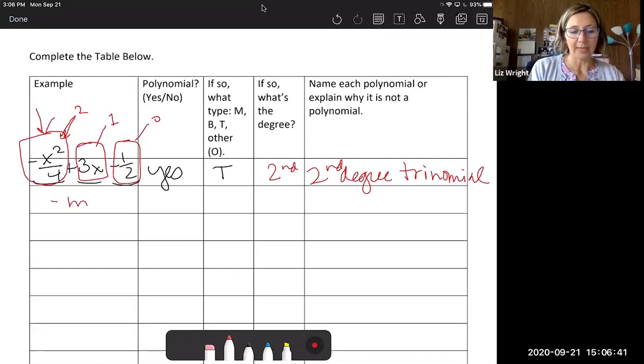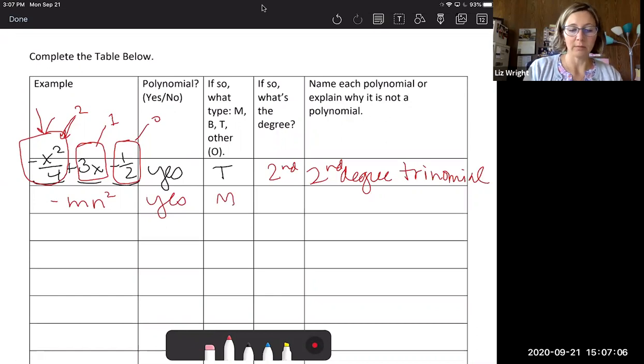Next one we're going to look at is negative mn squared. So is this a polynomial? You should pause this and see if you can get this example right all by yourself. So is it a polynomial? It should be yes, because we don't have any variables in the denominator. We don't have any negatives on the exponents on those variables. So this is a yes. How many terms do we have? We have 1, so it's a monomial.